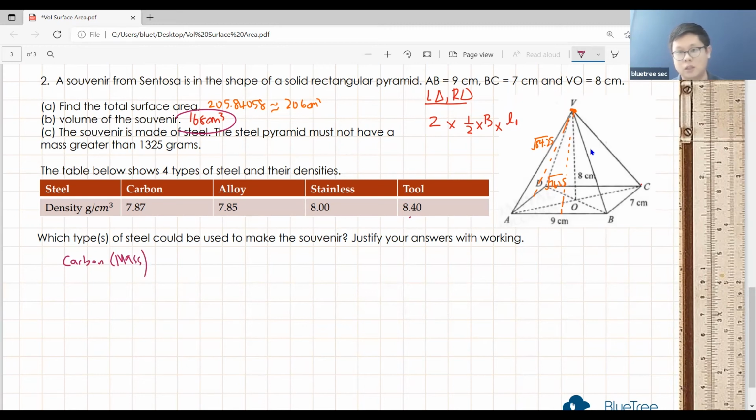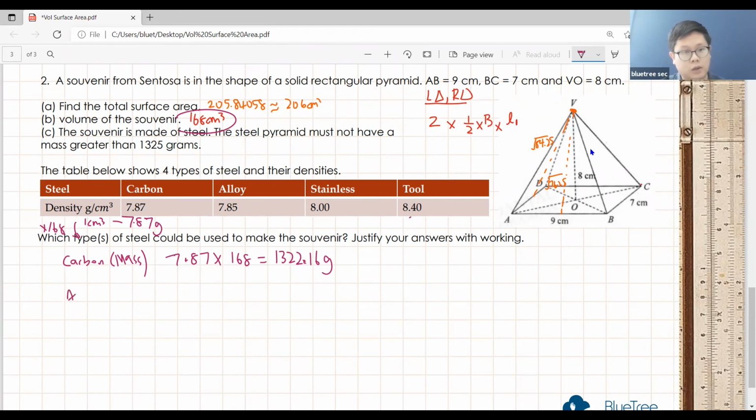And you know that the density means for every 1 cubic centimeter, the mass is going to be 7.87 grams. So if you have this amount of volume, you multiply 7.87, because you want to go from 1 to 168, which is getting 168 times that, right? So 7.87 times 168 is going to give you the mass for the carbon. All right, so this one is slightly less than the criteria that is acceptable for the pyramid. So you can use carbon, right?